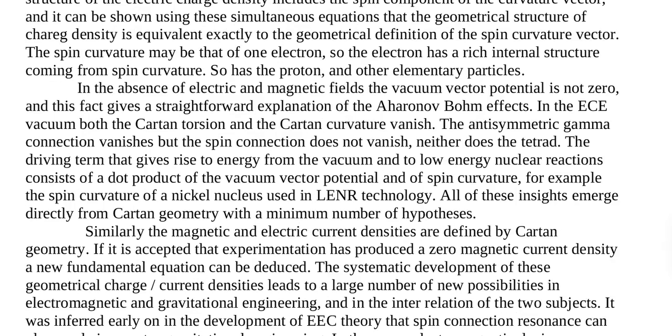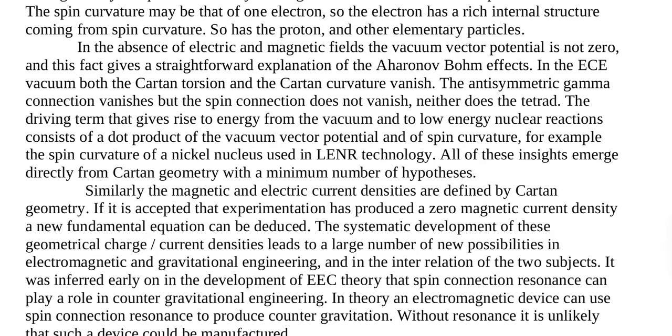In the absence of electric and magnetic fields, the vacuum vector potential is not zero, and this fact gives a straightforward explanation of the Aharonov-Bohm effects. In the ECE vacuum, both the Cartan torsion and the Cartan curvature vanish. The antisymmetric gamma connection vanishes, but the spin connection does not vanish, neither does the tetrad.